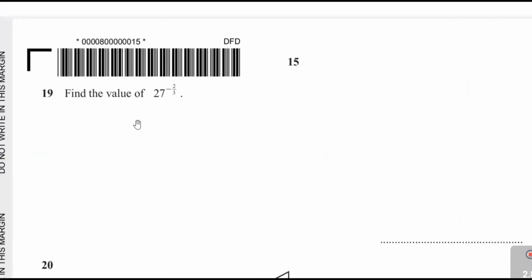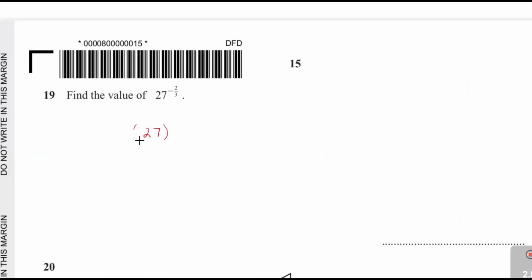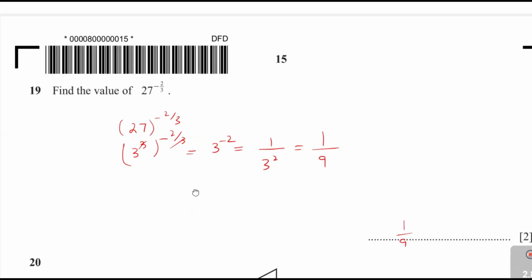Question 19, find the value of 27 power minus 2 over 3. We can write this as 27 whole power minus 2 over 3, and 27 we can write as 3 power 3, into minus 2 over 3, and the 3s cancel. Therefore, 3 power minus 2 we can write as 1 over 3 power 2, and 3 into 3 is 9. So 1 over 9 is the answer.